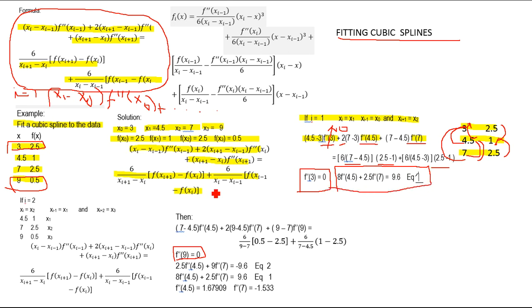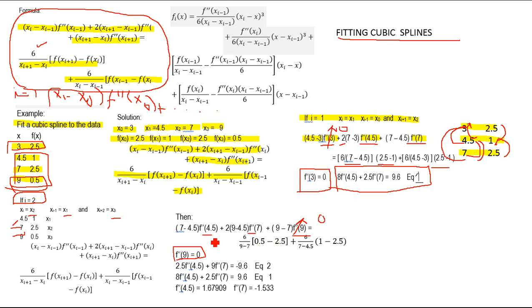Now, if i is 2 naman dito, then ito ngayon yung x2, x1 at saka x3 ngayon yung magiging substitution dito sa formula. So look at how it's applied. Kinuha yung tatlong points na to. Look at the pattern. Kinabit lang yung 4.5, 7, saka 9. Tandaan mo, automatic, this is already 0.